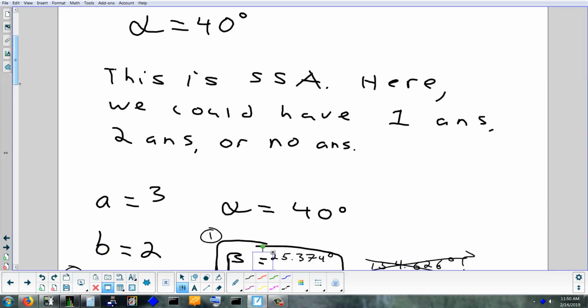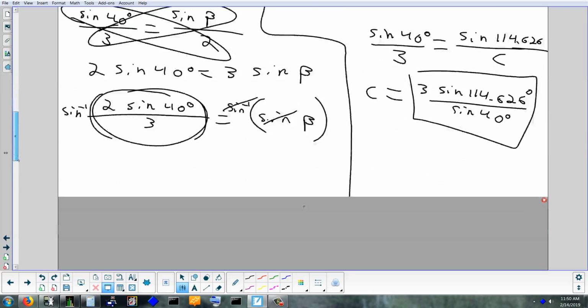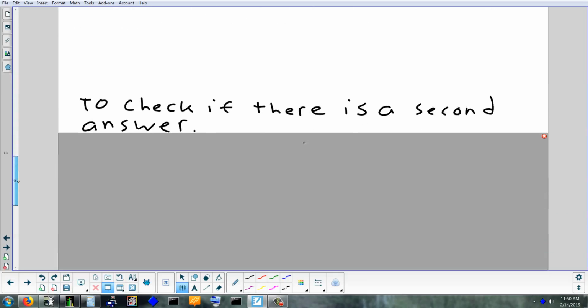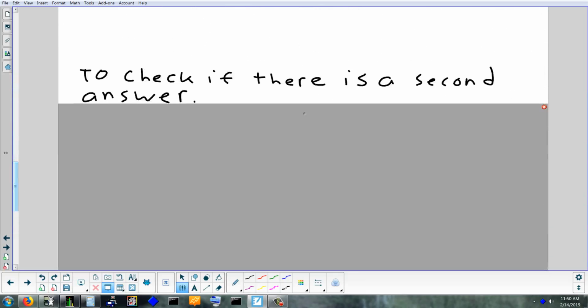Okay. So any questions on that? All right. Does anyone need me to explain again how you figured out the second answer didn't work? Because I have it all written out. You just subtract it from 180 and see if it fits in the triangle. Right? So the second answer? Yeah.